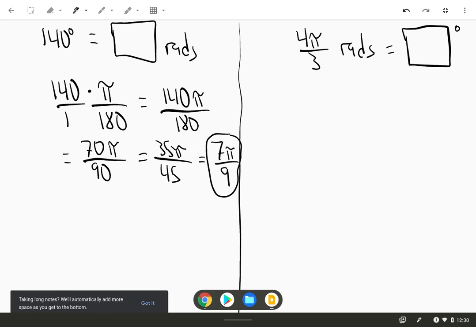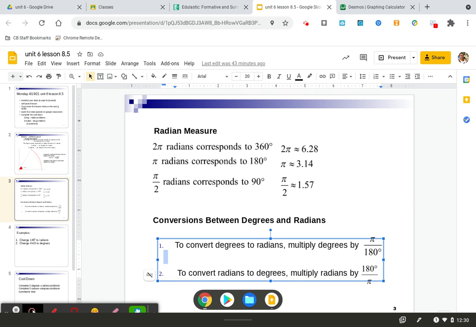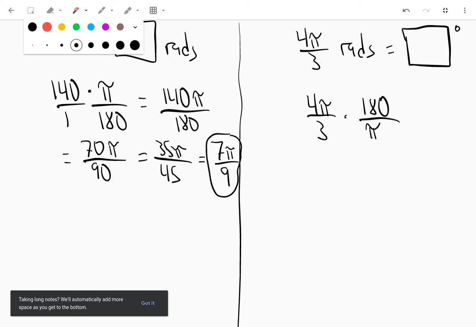What if I'm going in the reverse direction? If I'm going radians to degrees, I'm going to multiply the radians by 180 over pi. So I'm going to take the 4 pi over 3 radians, and multiply it by 180 over pi. I can do some simplification here, again, just like I did before. I have a pi up top and a pi on the bottom. Those can cancel out.